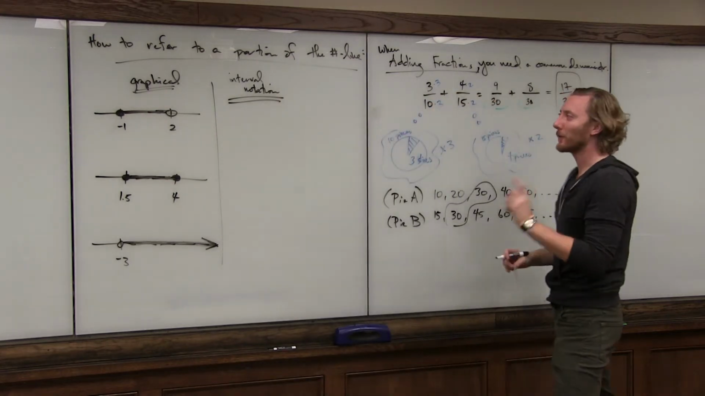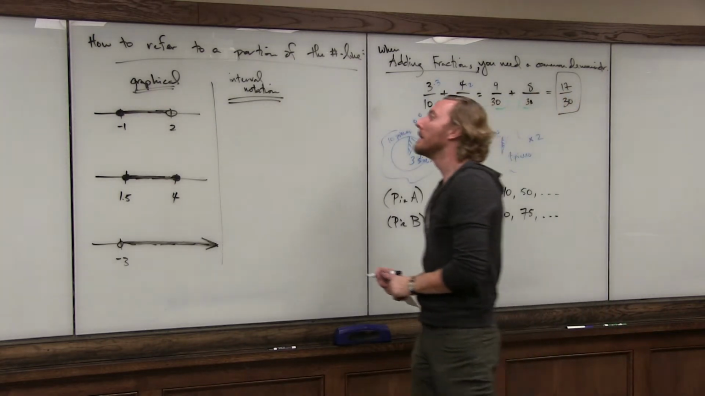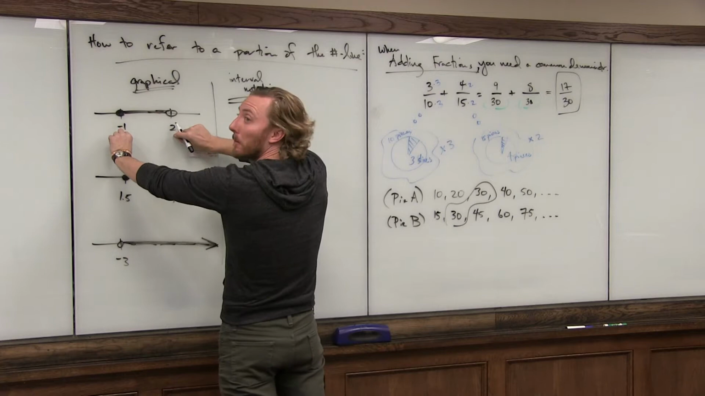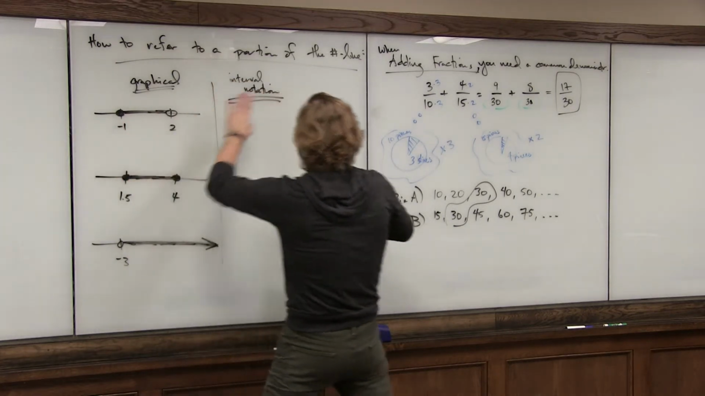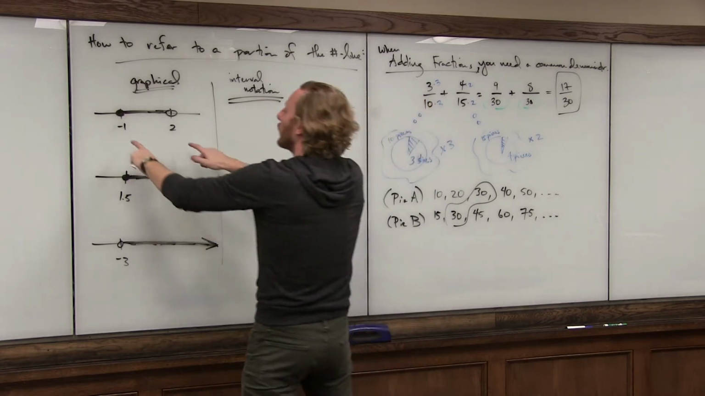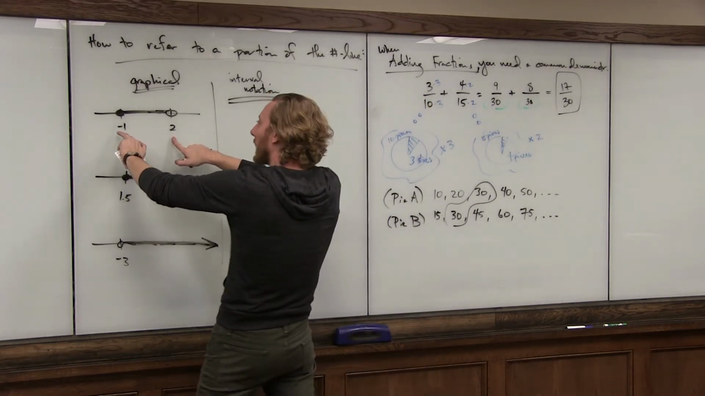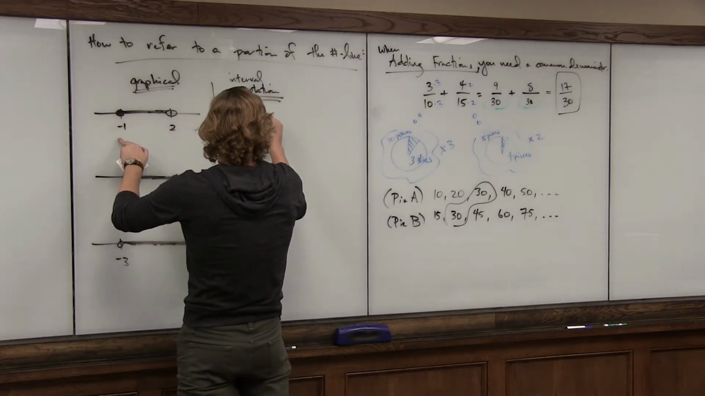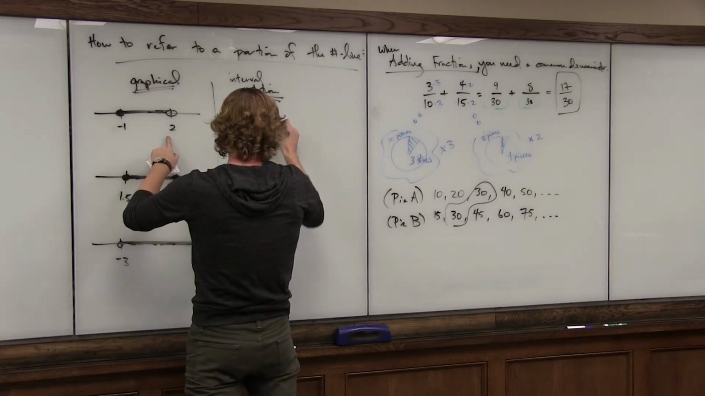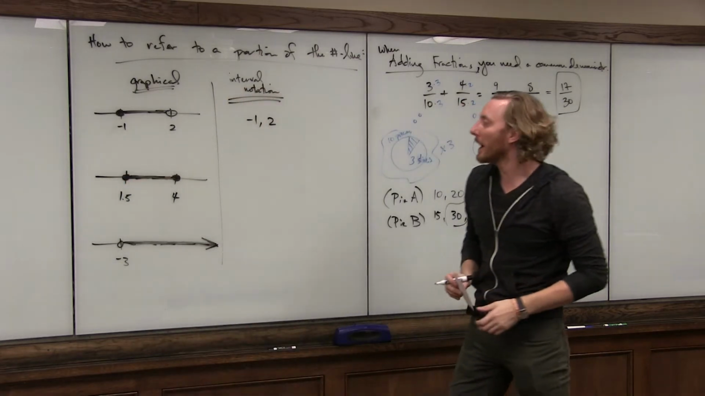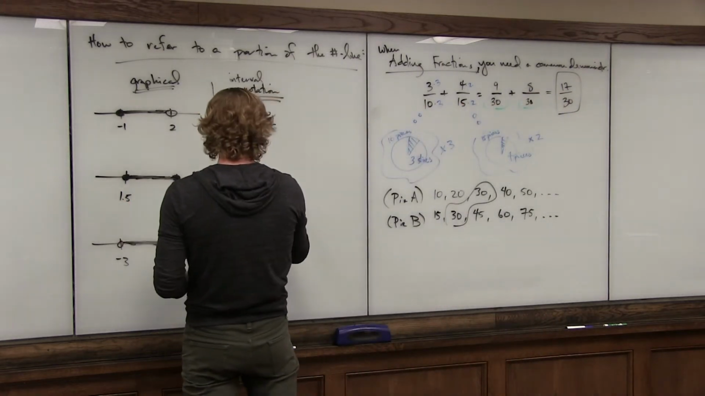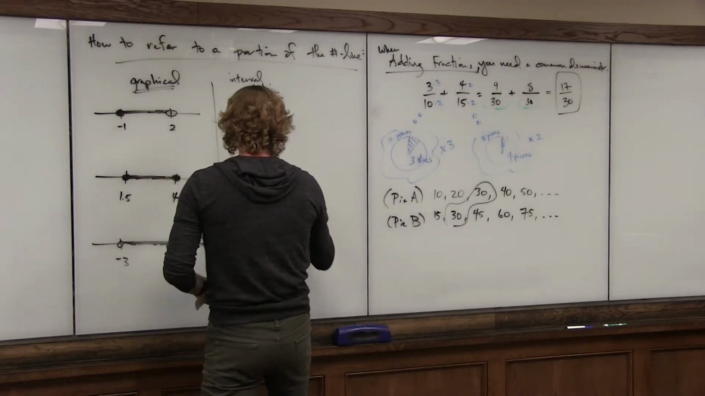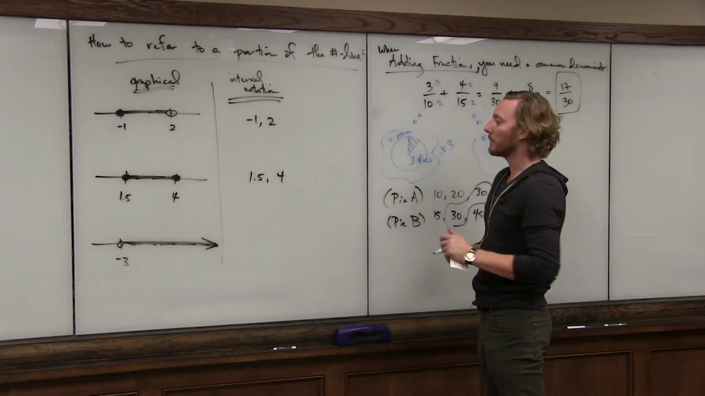To make the interval notation, what we're going to do is grab the numbers that define the left and right endpoints of our portion of the number line. So for the first one, we're going to grab -1 and 2, the left boundary and the right boundary, and we're going to separate those two values by a comma. Same below, 1.5 and 4, we're going to take those two values and separate them by a comma.